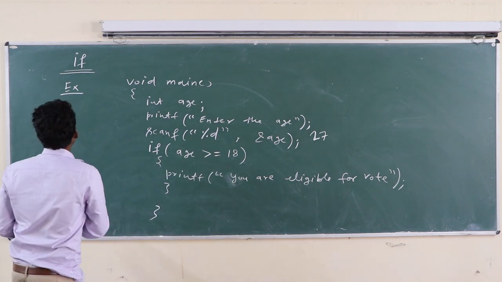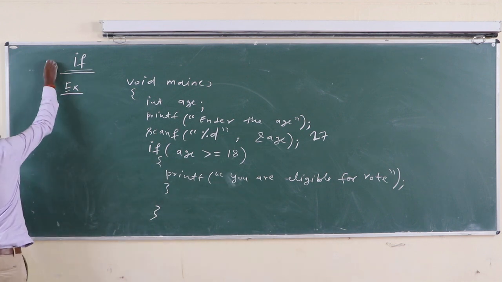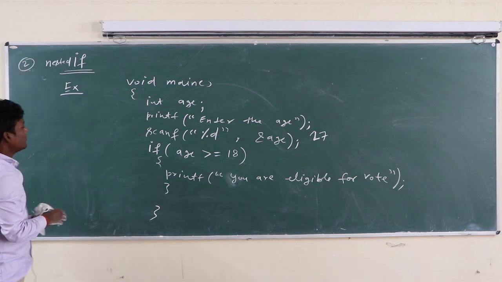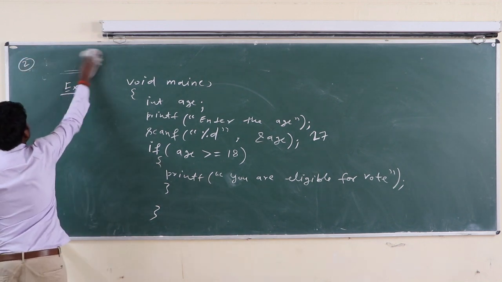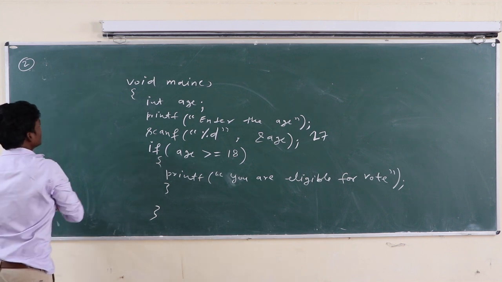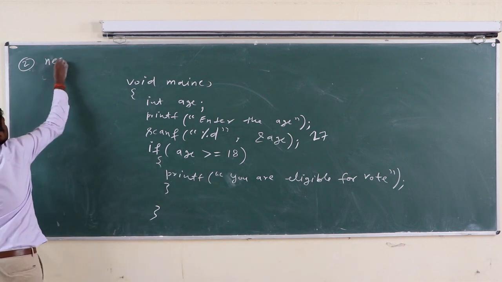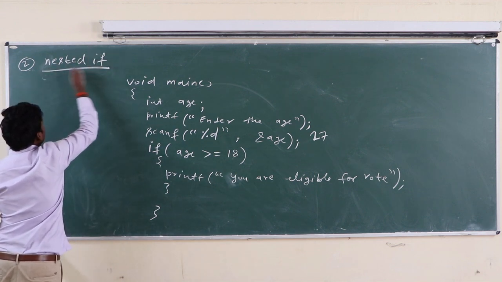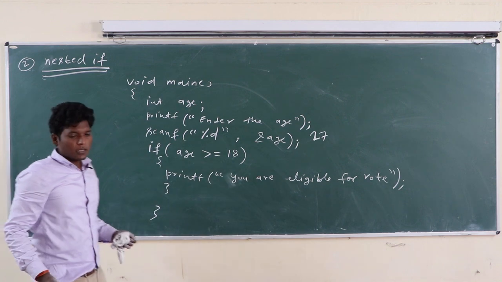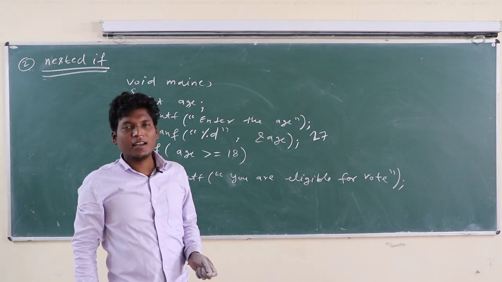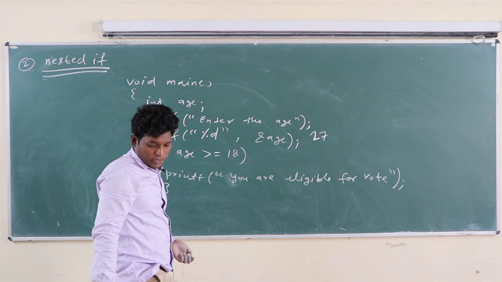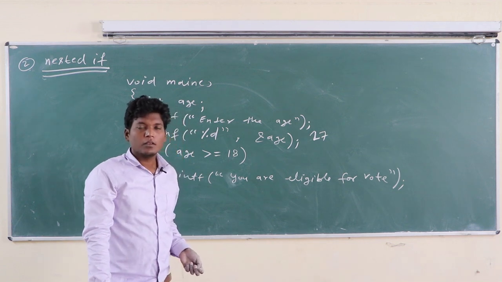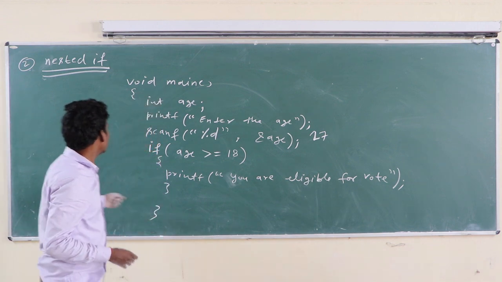Okay. Another example is nested if. The second is a nested if. Nested if means many if statements within one another. Nested means within another. There are so many if statements which are within another.